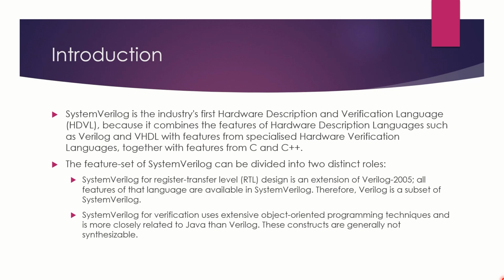System Verilog is the industry's first hardware description and verification language, called HDVL, because it combines the features of hardware description languages such as Verilog and VHDL with features from specialized hardware verification languages, together with the features of C and C++. The feature set of System Verilog can be divided into two distinct roles. The first one is System Verilog for RTL design, which is an extension of Verilog 2005, and all the features of that language are available in System Verilog. In a way, we can say that Verilog is a subset of System Verilog.